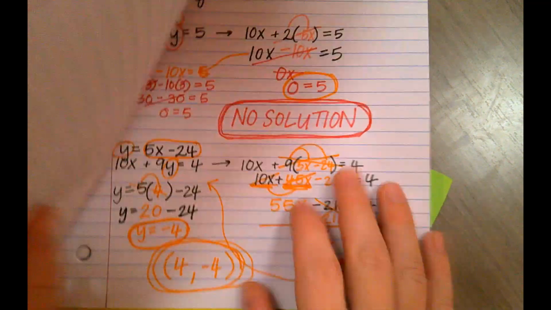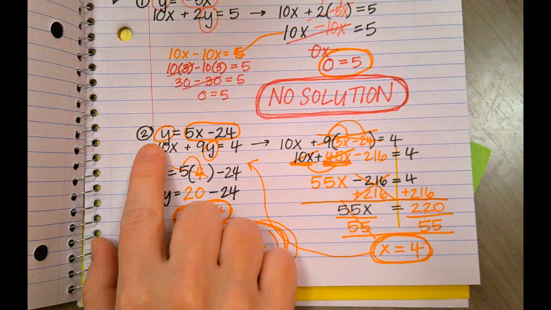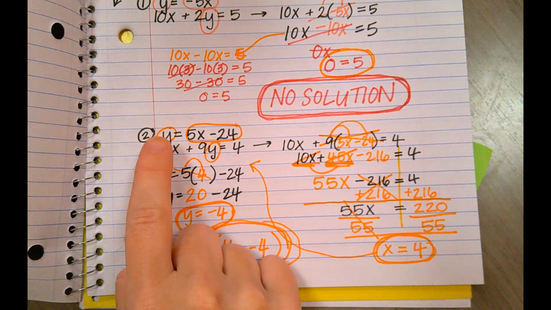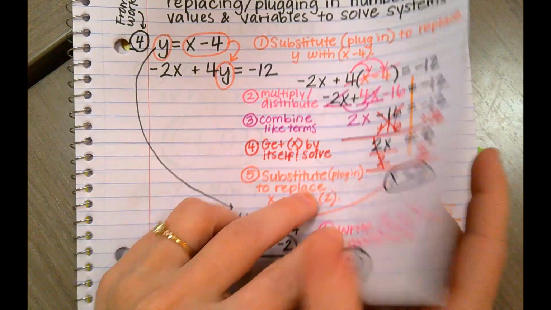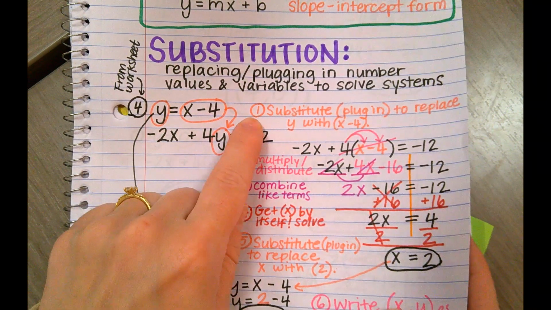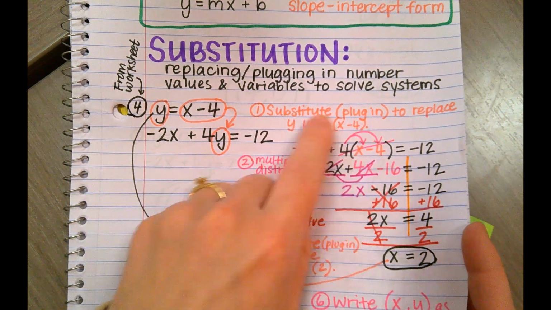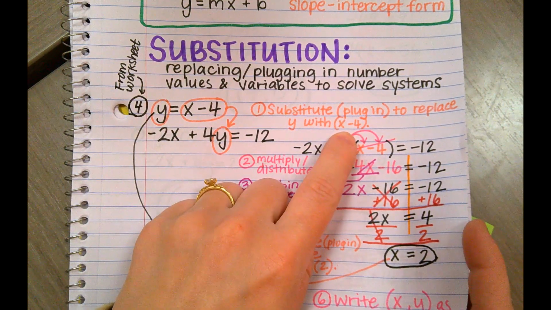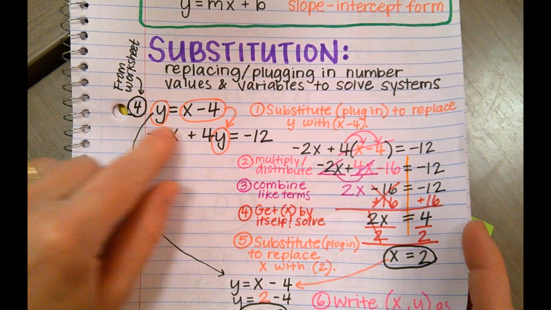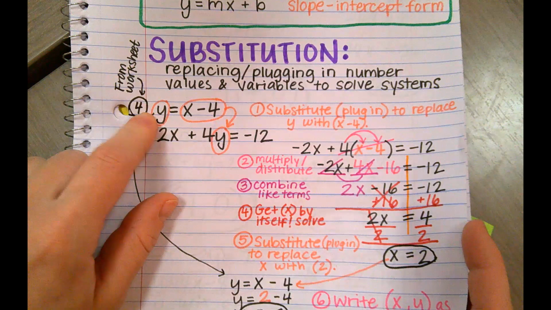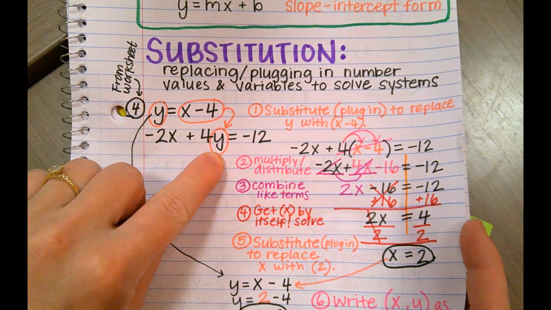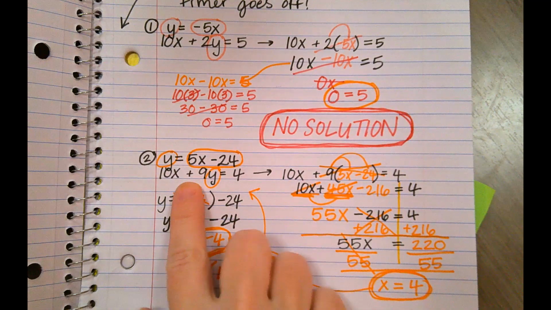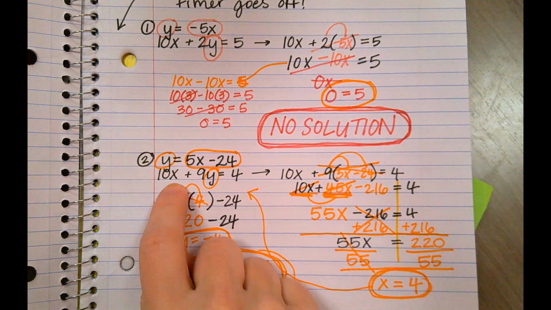So if I'm looking at my do now, here are my 2 equations, the y equals equation and then the x plus y equation, right? So I'm looking at my first step here and I see step 1, substitute, plug in to replace y with x minus 4. So I'm looking at my guide and I'm saying, okay, the y equals equation. I'm using the second half of it and putting it here. I'm going to do that same thing with this problem I'm working on now.